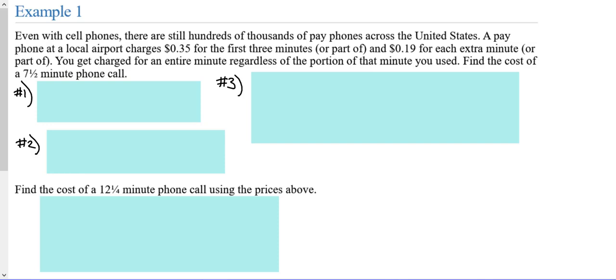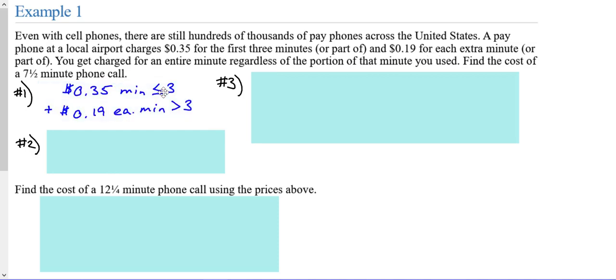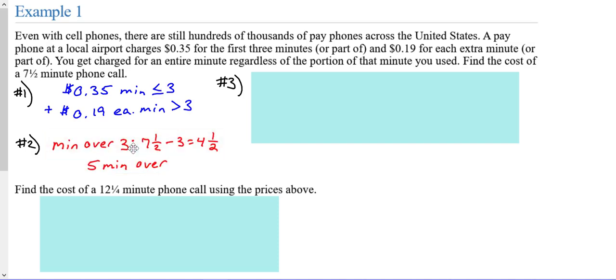So the first thing I like to do is to list out, what do we know? Well, we know the first 3 minutes is 35 cents, and we know it's 19 cents for each additional minute. The next thing we need to figure out is how much over 3 minutes were used. So we would need to subtract 3 from the 7.5. That would give us 4.5. Remember, we have to pay for any portion of the minute over, because 4.5 has a half a minute over 4. That means it gets bumped up to 5 minutes over.